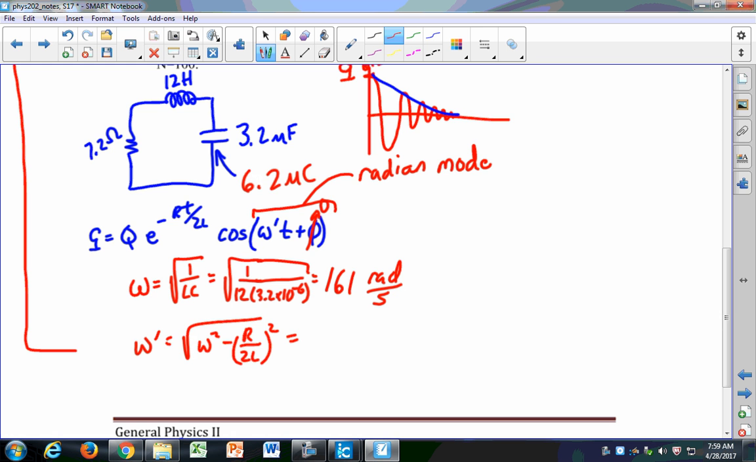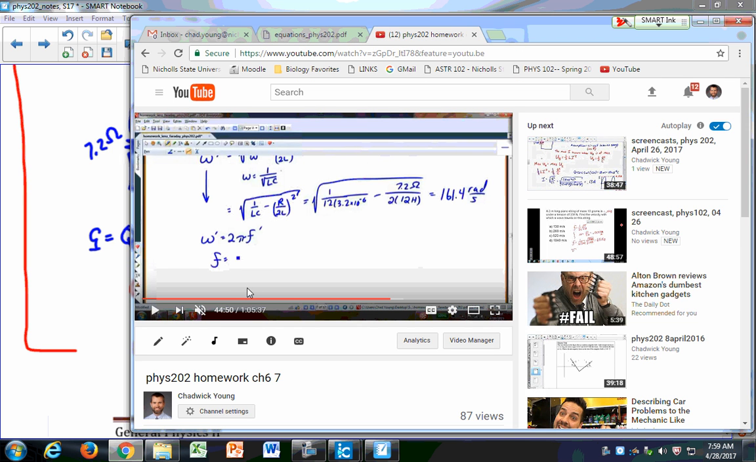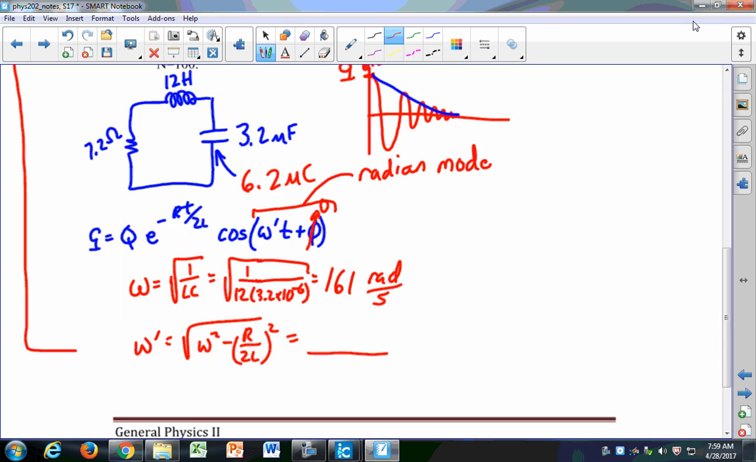And when I find omega prime, I'm just going to pull it up here. It's 161.4. It turns out in this case that the omega prime and the omega were very close to one another. That's often the case, right? That omega prime is really just sort of like a perturbation away from omega. So my omega prime works out to be 161.4.